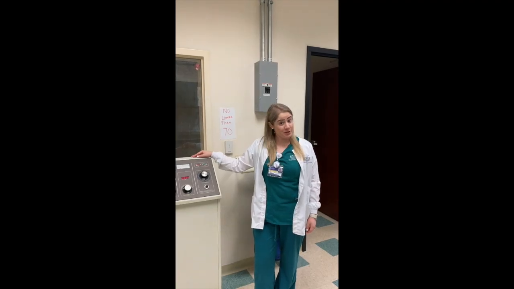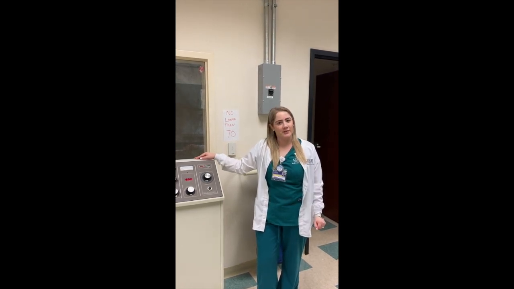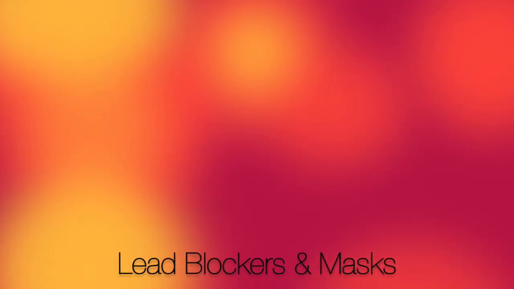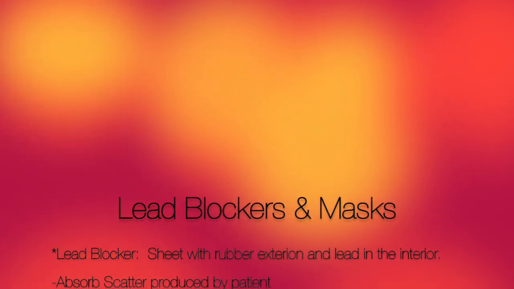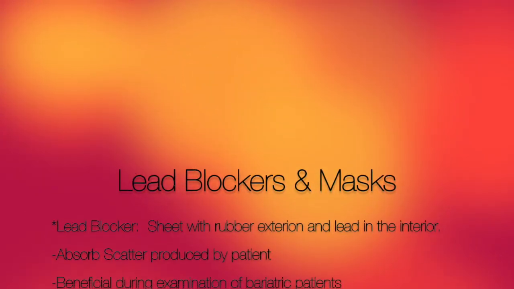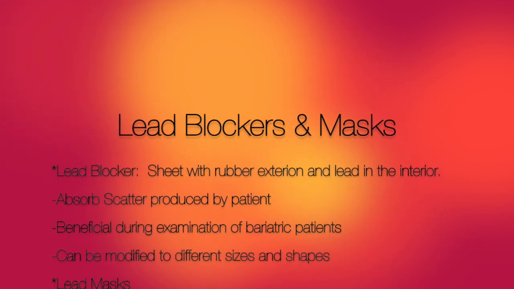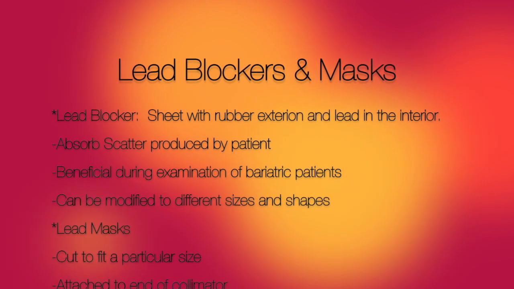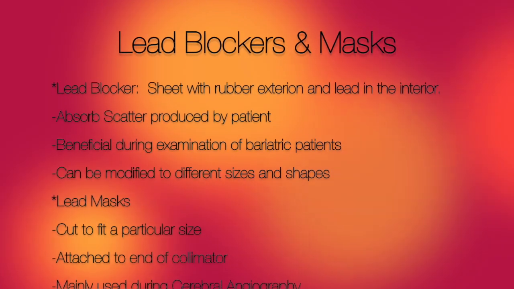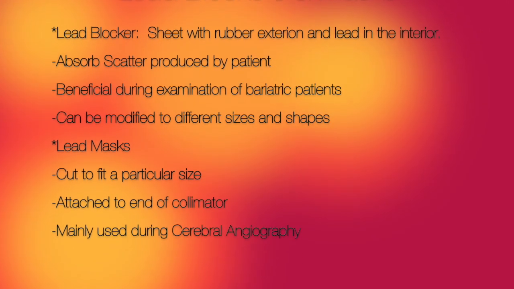In addition to beam restrictors, there are also ancillary devices that are designed with a specific purpose. Examples of these ancillary devices include lead blockers and lead masks, which are made to be used during a specific procedure. A lead blocker is a rubber sheet with an interior lead that can be modified to different sizes and shapes.